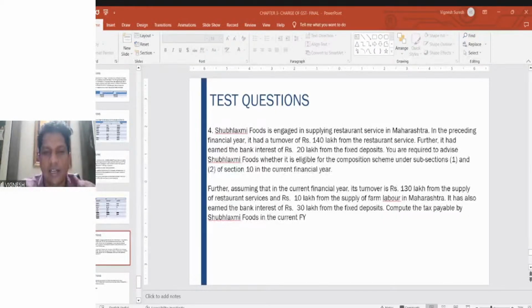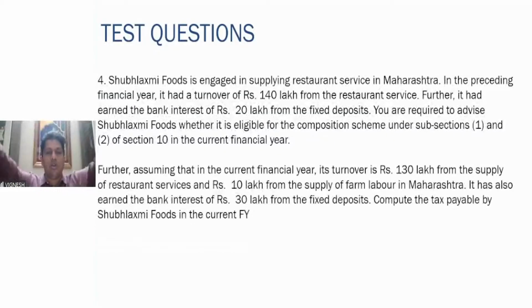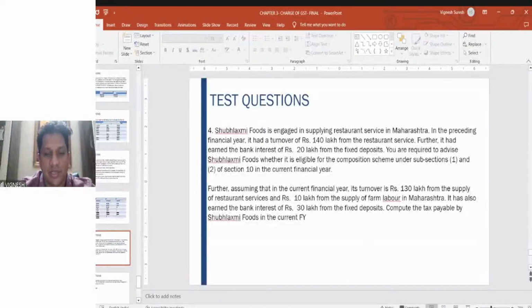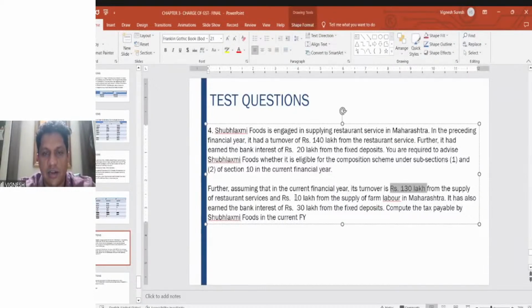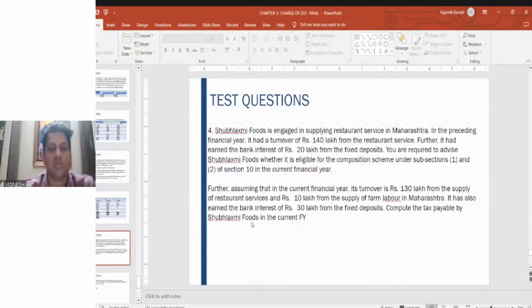Fine. So how do you calculate the tax here? The tax will be calculated on 1.3 crores. The rate is 5% for restaurants, and the 10 lakhs, since it is below the marginal limit, will also get added. So 130 plus 10, 140 lakhs into 5% will be the tax which is applicable. So 1 crore 40 lakhs into 5% comes to 7 lakhs, CGST 3.5, SGST 3.5. So this 130 has to be taken into consideration, and this 10 will also be taken into consideration because it is less than the 10% limit given for the marginal service. Also, the bank interest of 30 lakhs, you will ignore.